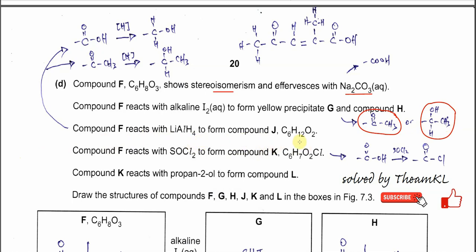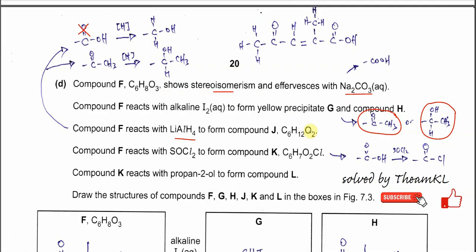So next, compound F reacts with lithium aluminium hydride to form compound J. So it clearly shows that one hydrogen is lost, and 4 hydrogens are added. So this is the reduction of compound F. We know that the carboxylic acid will reduce. When the carboxylic acid is reduced, you remove 1 O and add 2 H. That's how the oxygens are removed here, from 3 to 2 now.